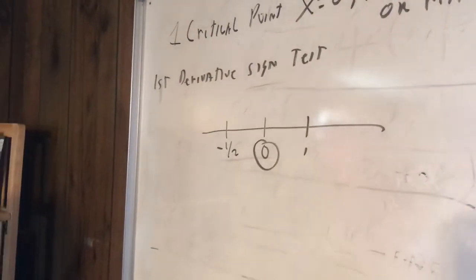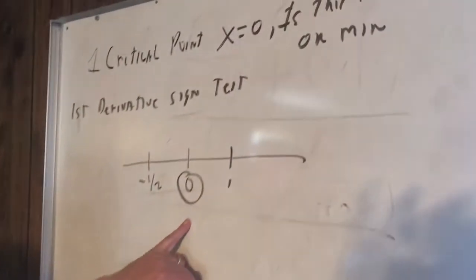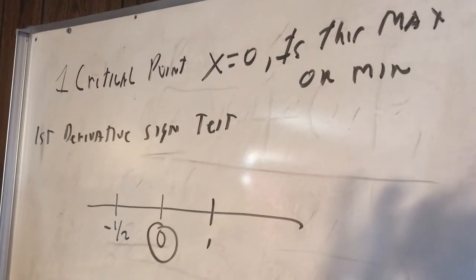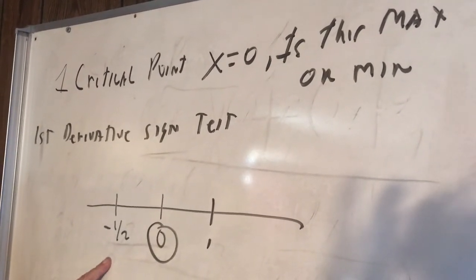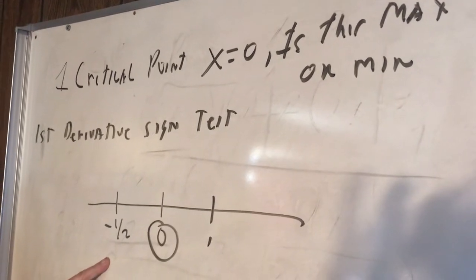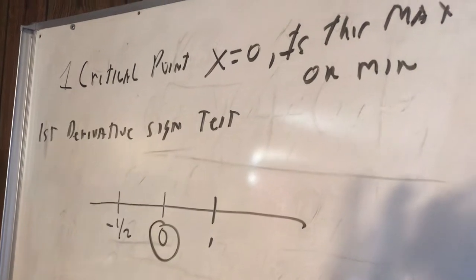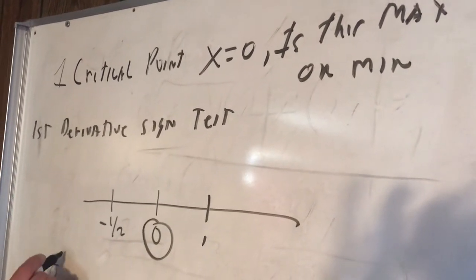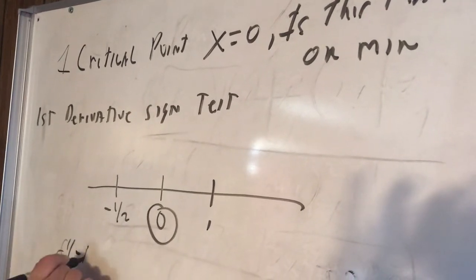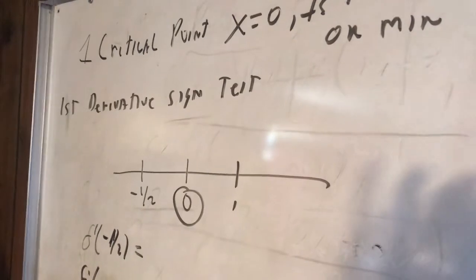I'm going to use the first derivative sign test at 0. So I go to the right of the number line and test 1. I go to the left. Normally I would choose minus 1, but remember, minus 1 gives me an asymptote. So I'll go between minus 1 and 0 and solve that. What I want to find is the first derivative of minus 1/2 and the first derivative of 1.